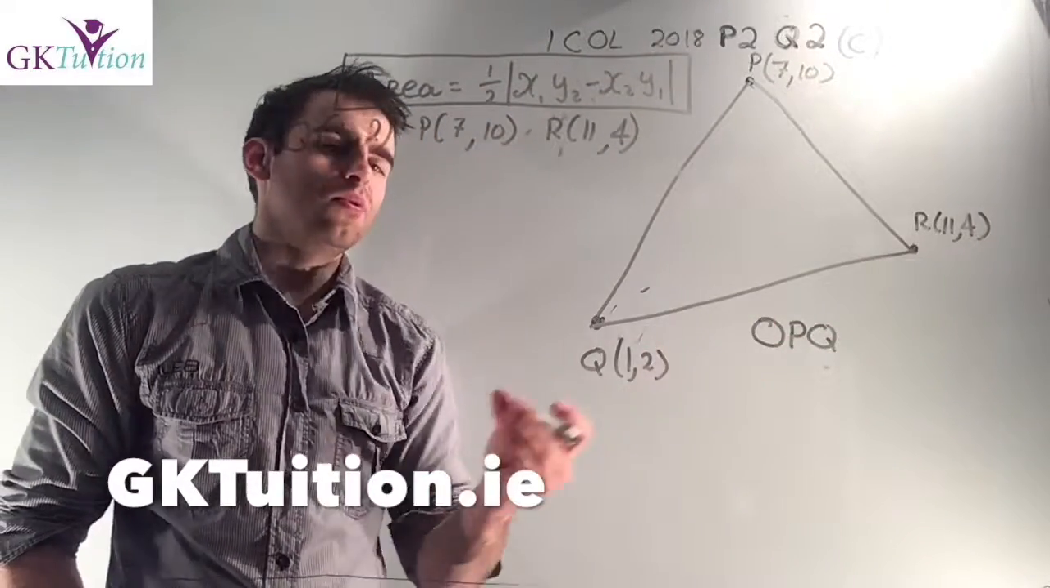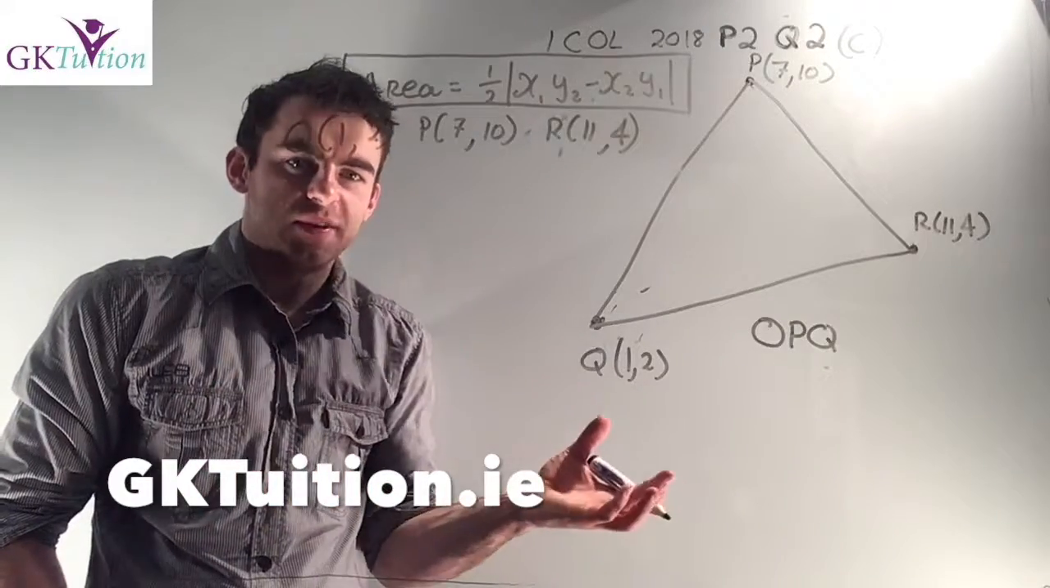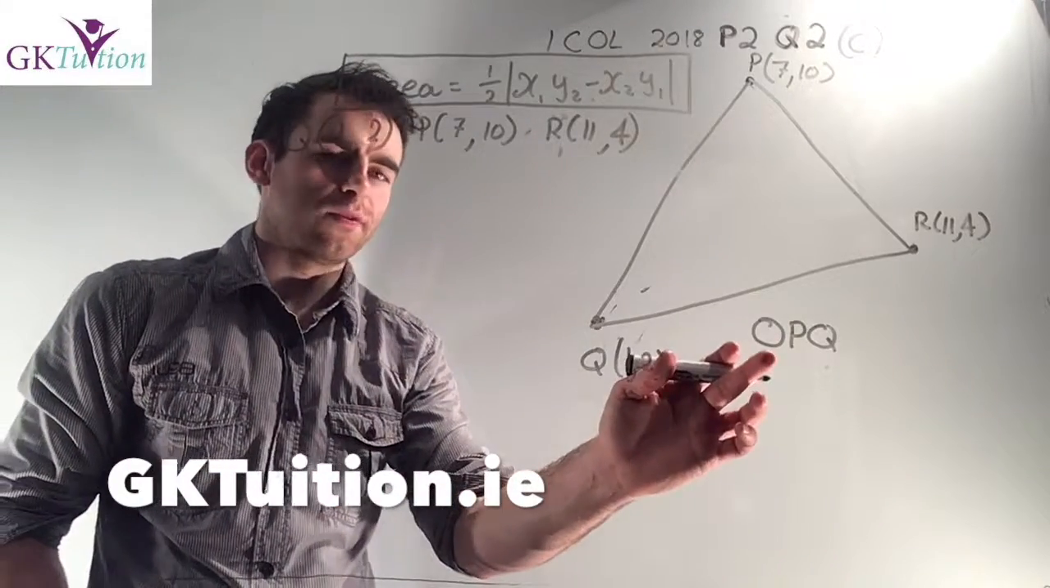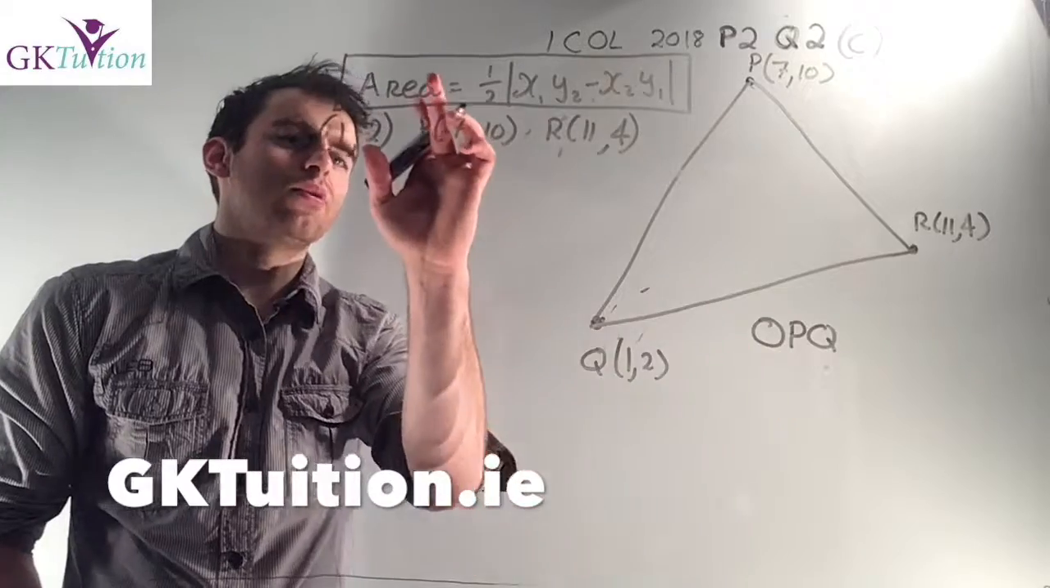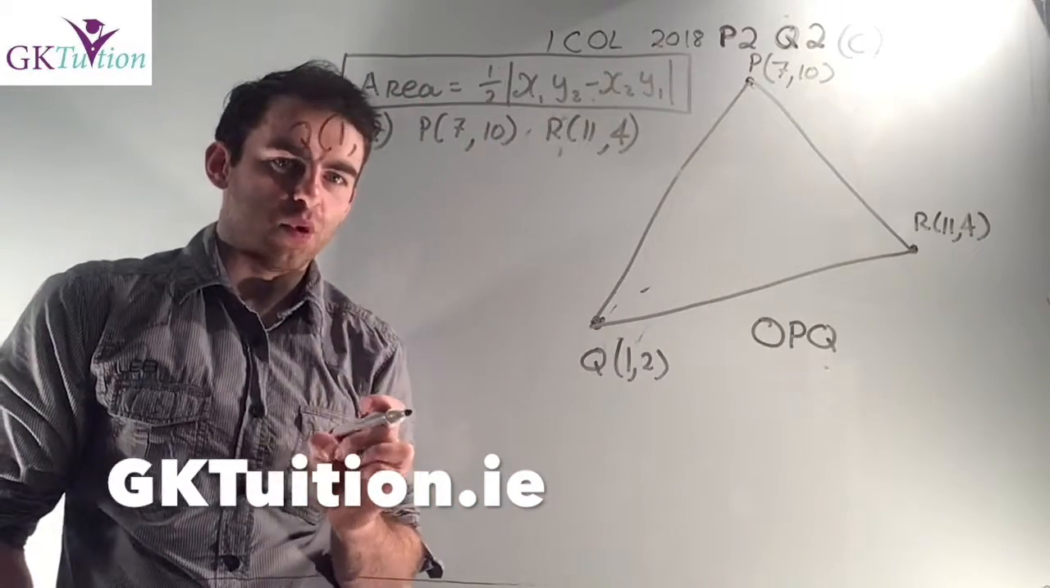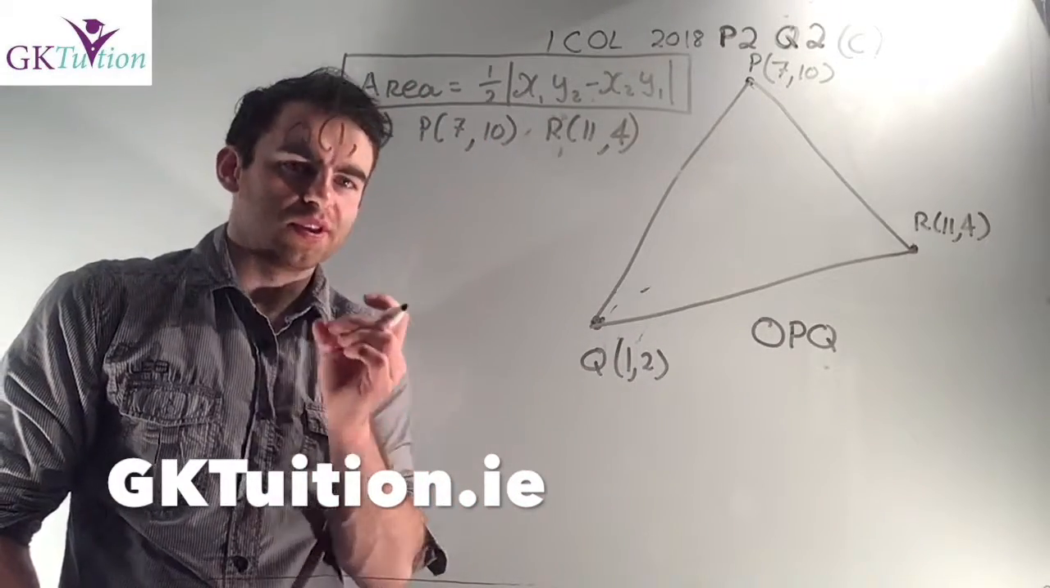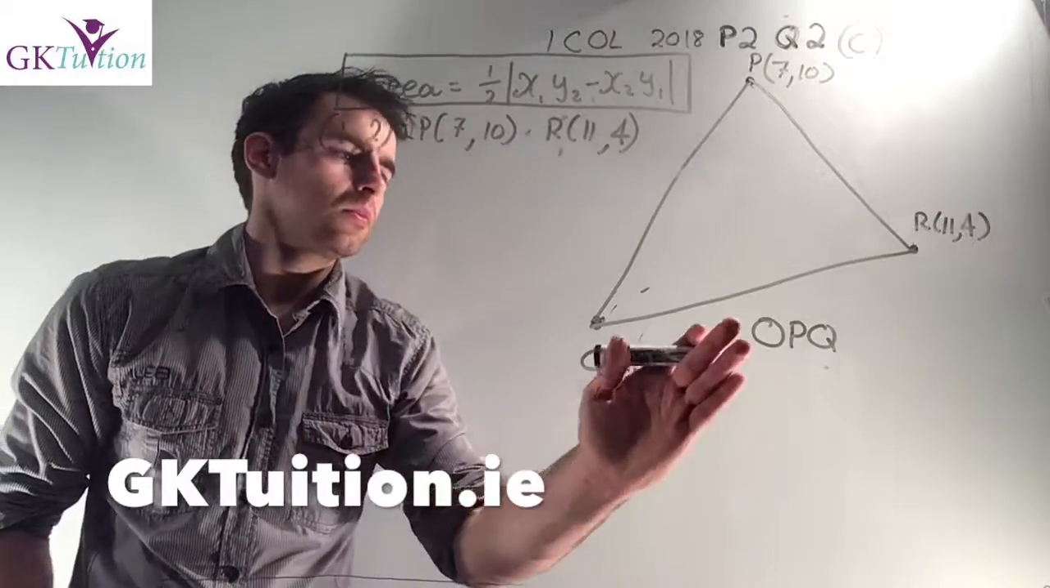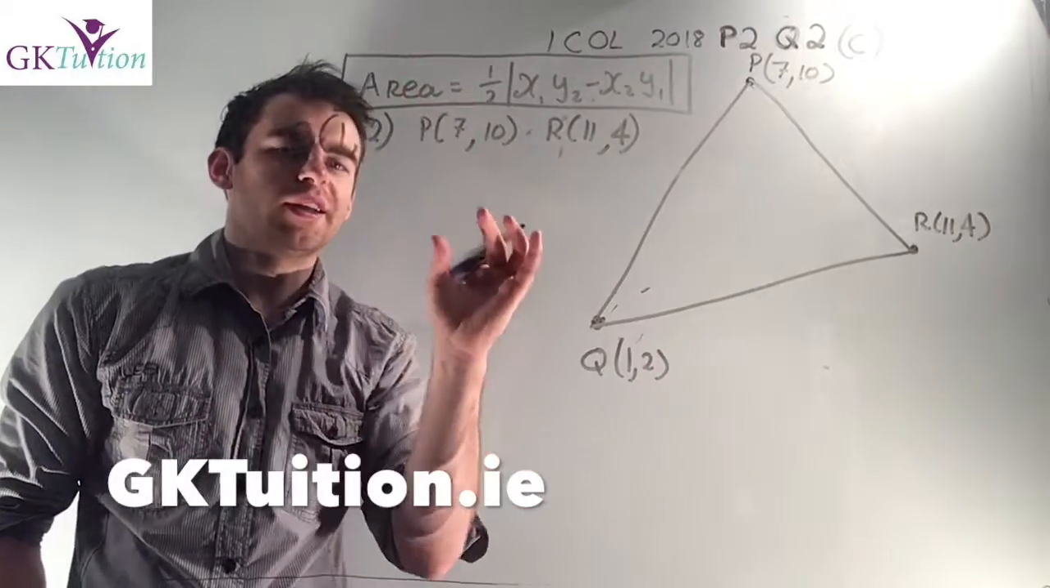Now the P and the Q are irrelevant. They're just random letters they've assigned to points. But O refers to the origin. You can only use this formula if one of the coordinates is the origin, or in other words, the point (0, 0). So before I can use this formula, I need to do a translation.